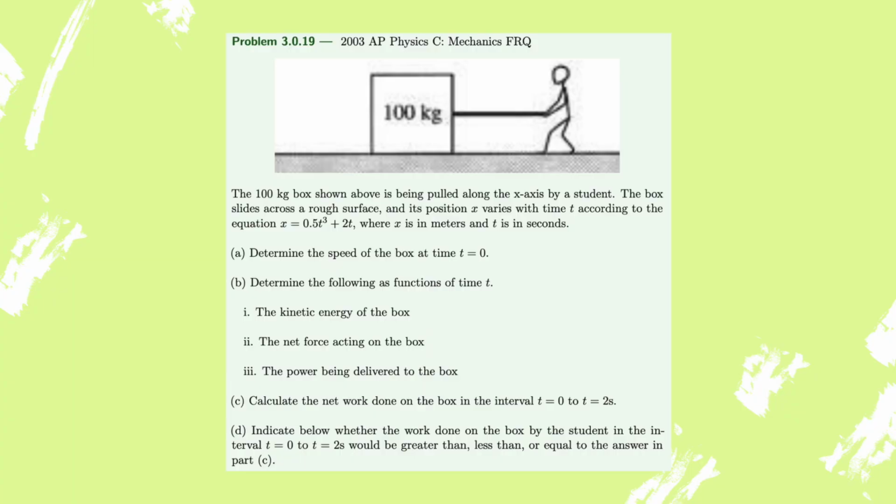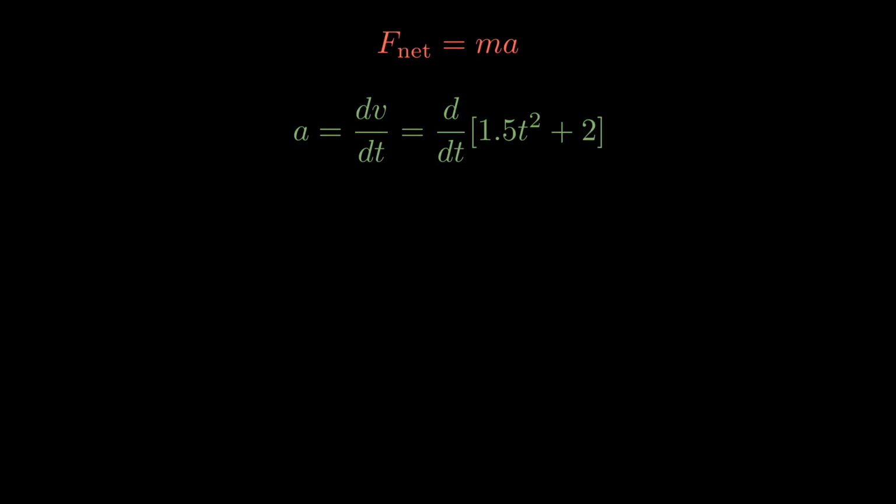Now in the second subpart of part B, we want to find an expression for the force. The net force is mass times acceleration. And we know that acceleration is the derivative of velocity with respect to time. And we already have an expression for velocity, so we simply differentiate that. So differentiating 1.5 t squared plus 2 gives us 3t, which is the acceleration. And we know that the mass is 100, and now the acceleration is 3t. We multiply both to get 300t for the answer.